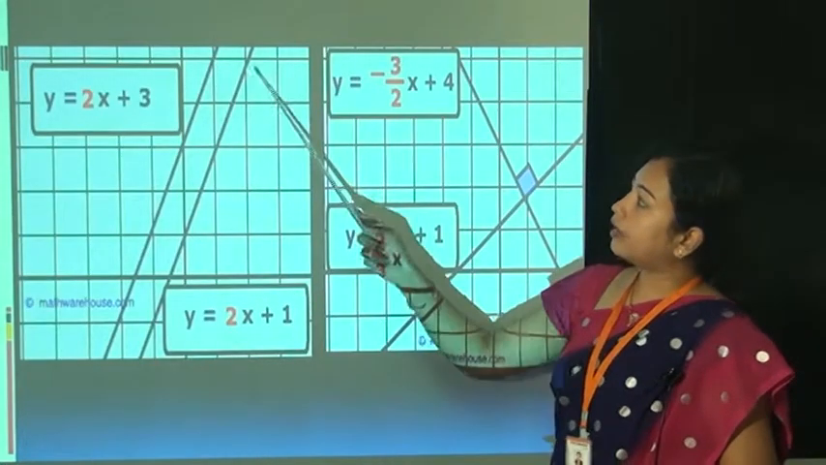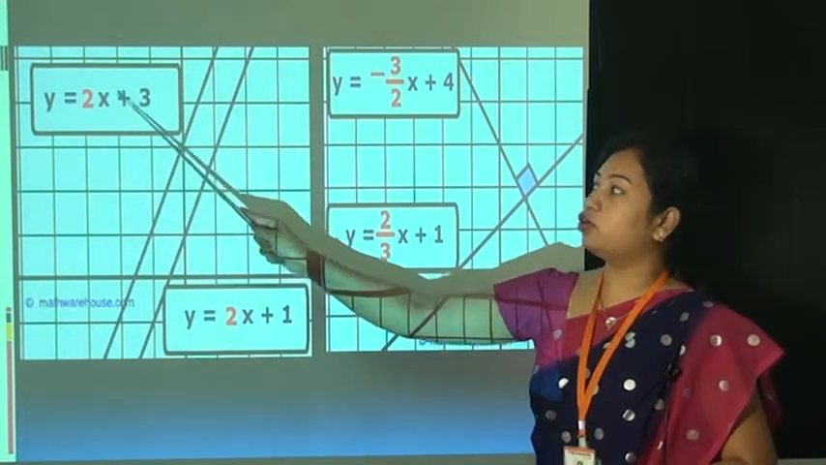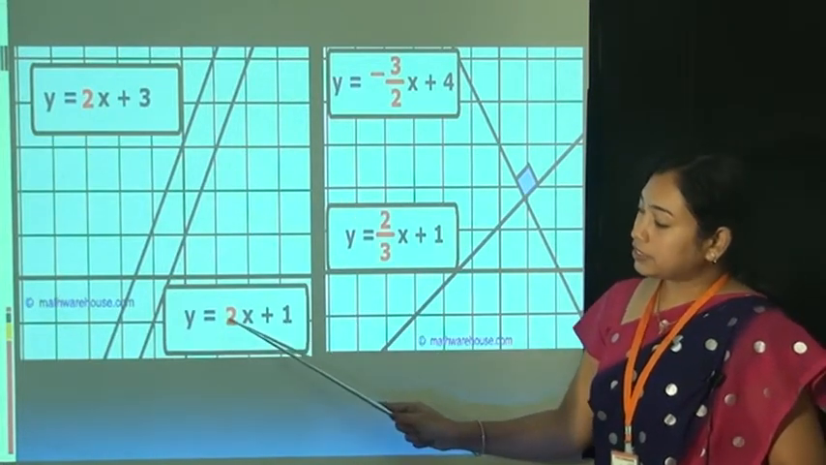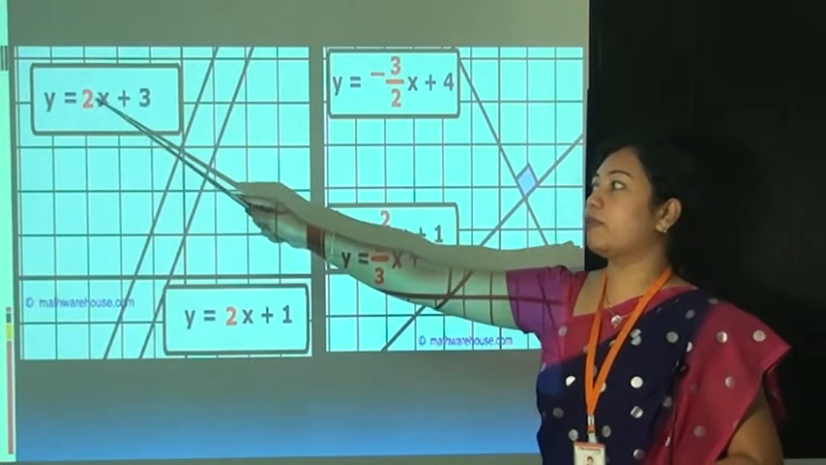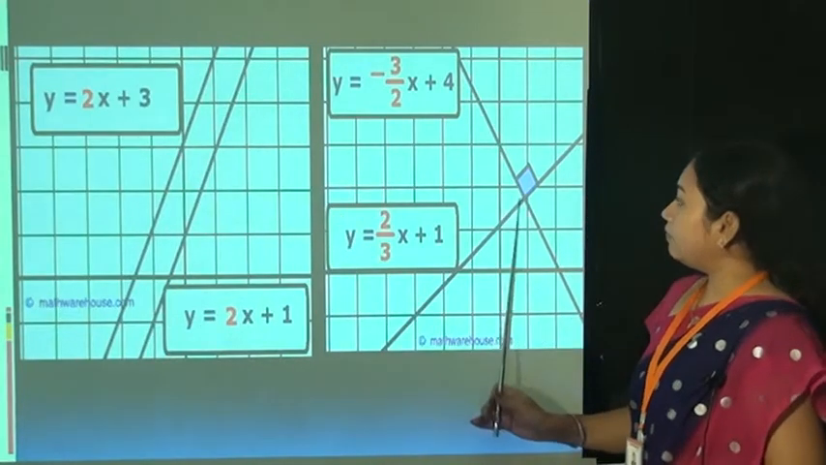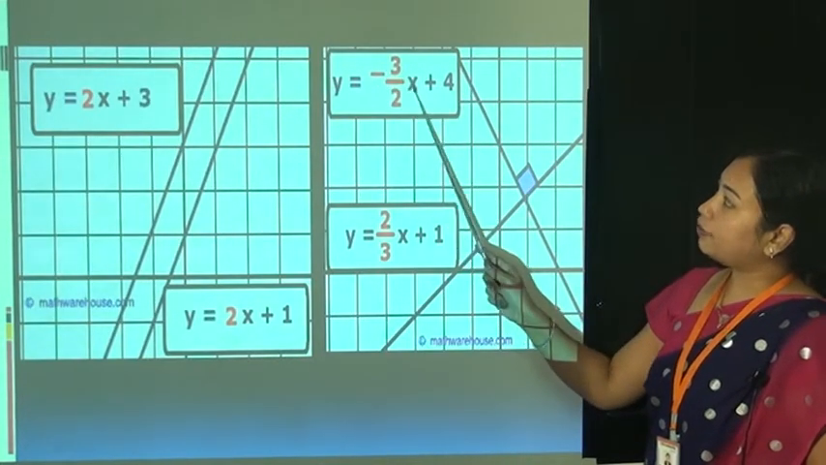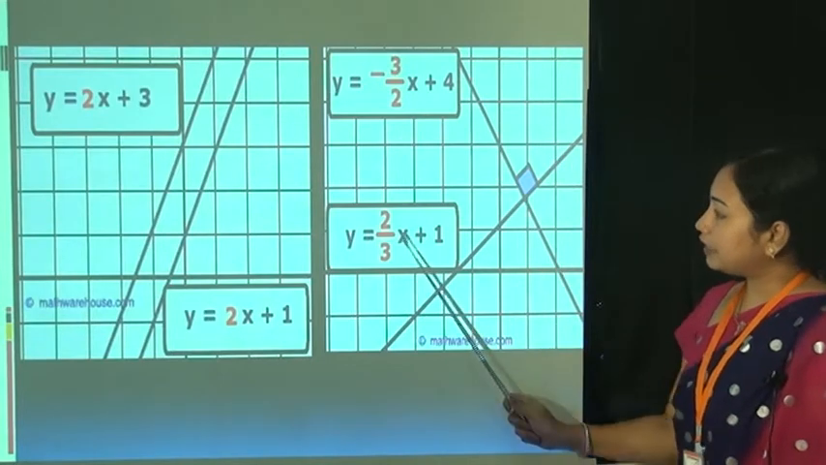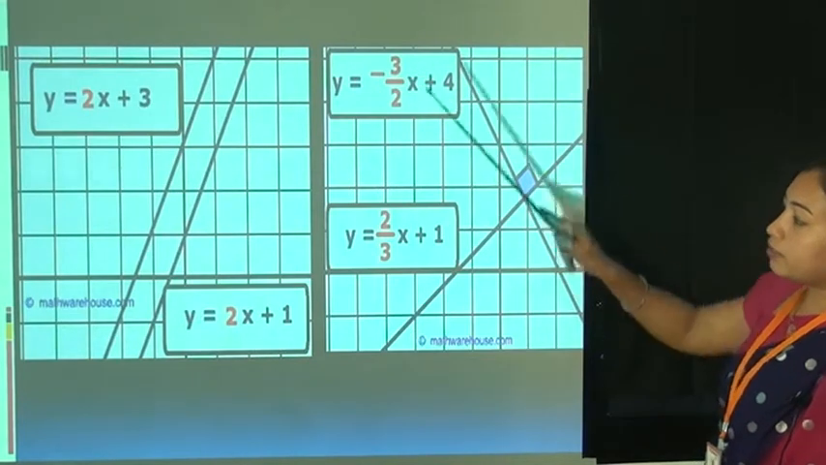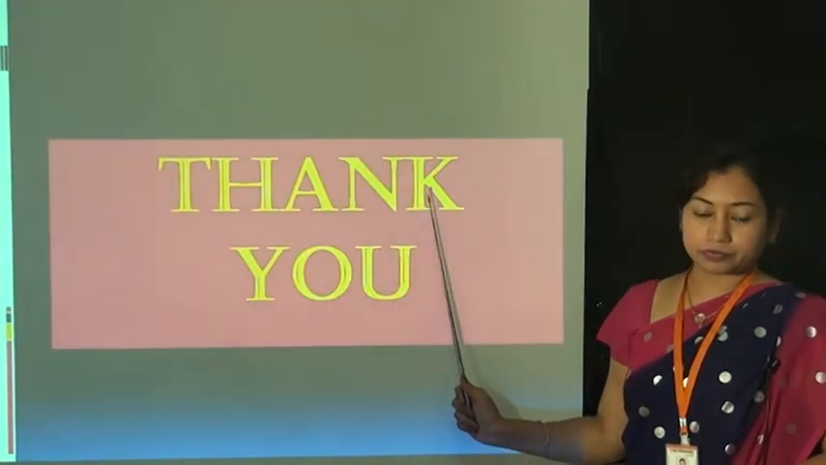See here, this one is a diagram. You can see here these two lines. This one is the line of equation y is equal to 2x plus 3 and this line of equation y is equal to 2x plus 1. Here you can see slope of this line is 2 and slope of this line is 2. That's why these two lines are parallel to each other. And same way you can see here equation of this line is -3 by 2x plus 4 and equation of this line is 2 by 3x plus 1. Now 3 by 2, reciprocal of -3 by 2 is nothing but the 2 by 3. So these two lines are perpendicular to each other. Thank you.